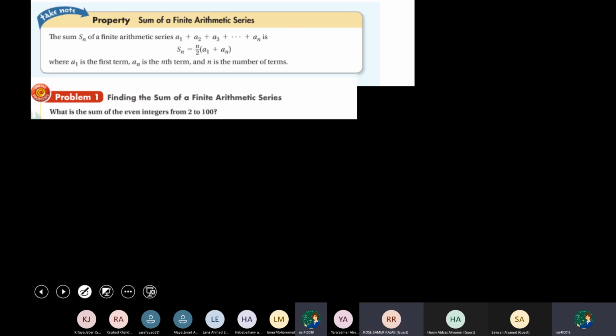Actually, this lesson is about formulas. So they ask these types of questions: what is the sum of even integers? It will be in SAT 2. So please remember this formula. Okay. So now, finding the summation of the finite arithmetic series. In this problem, he asked me to find the summation of even integers from 2 to 100. That means 2, 4, 6, 8, until 100.